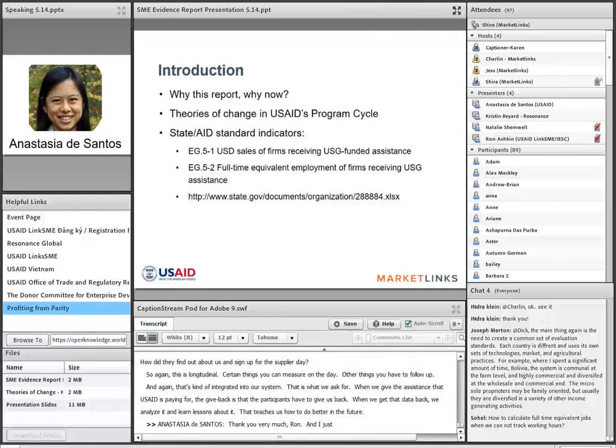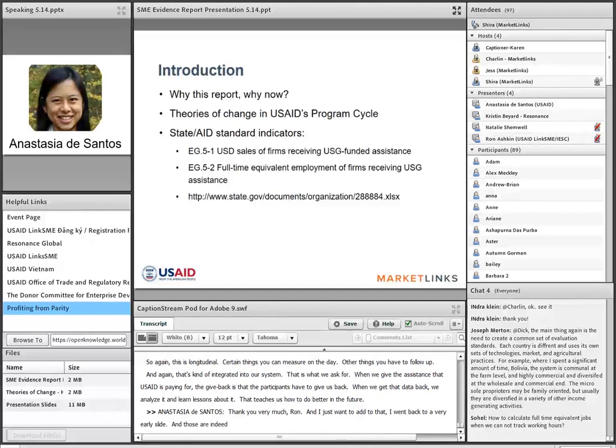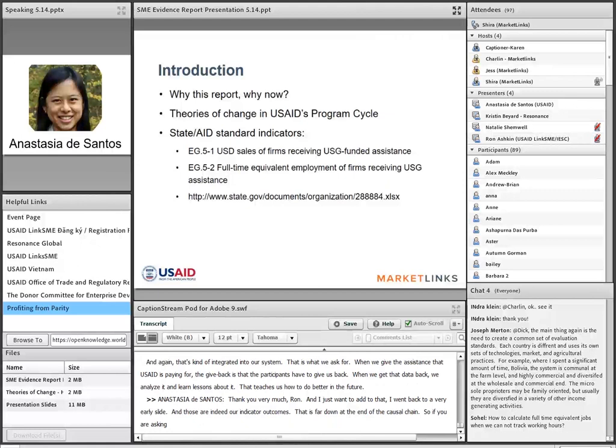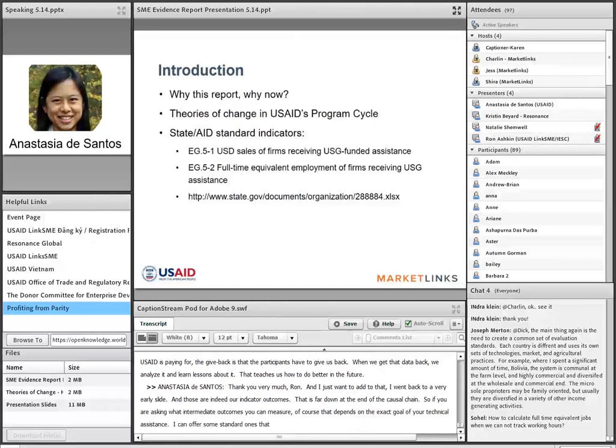And I just want to add to that, I went back to a very early slide, and those are indeed our center indicator outcomes, but that's of course very far down the end, at the end of the causal chain. So if you're asking what intermediate outcomes you could measure, of course, that depends on the exact goal of your technical assistance. I can offer some standard ones that are also available at that State Department link at the bottom of that slide that I've pulled up.